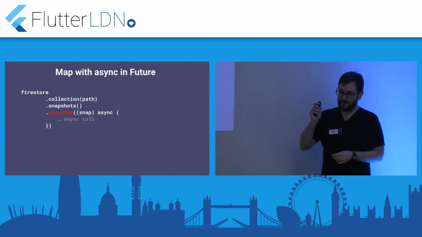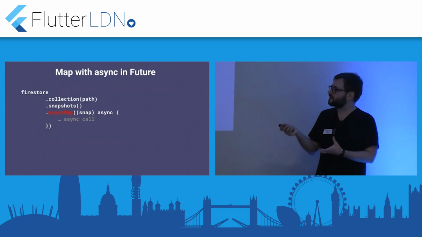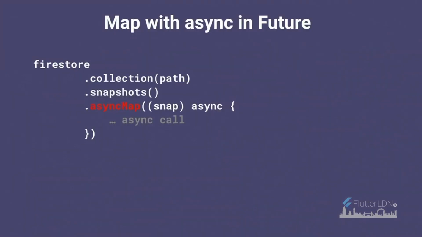Here with streams, you have the async map, which also facilitates having more asynchronous calls inside your mapping methods. So it's also helpful. This is very helpful.